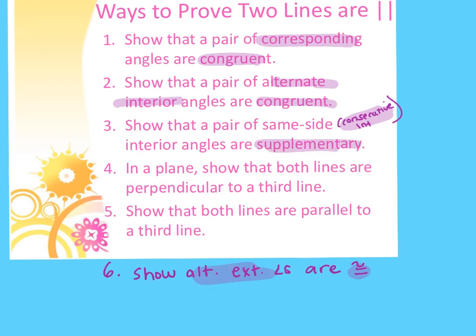and then these 2 that have to do with perpendicular and parallel. In a plane, show that 2 lines are perpendicular to the same line, or show that both lines are parallel to the same line. So there are 6 ways to prove lines are parallel.